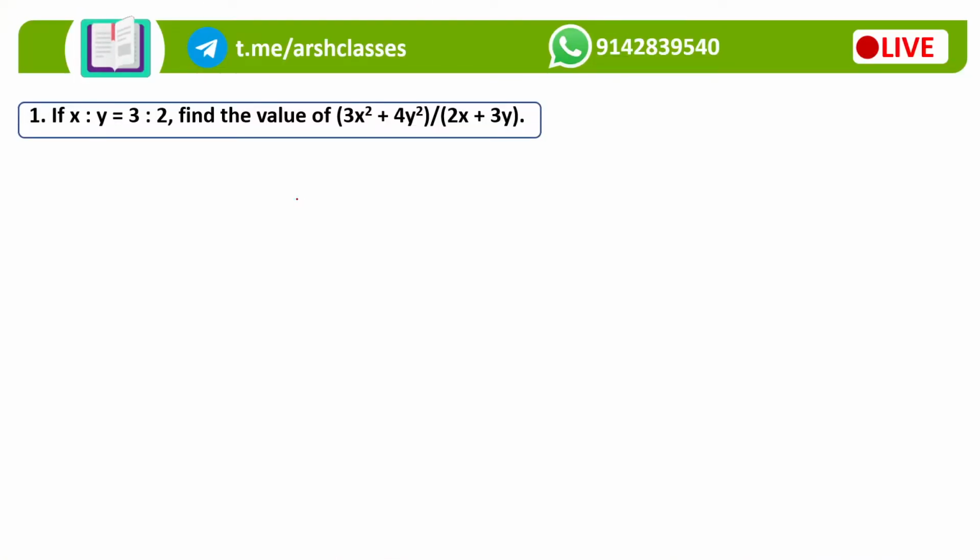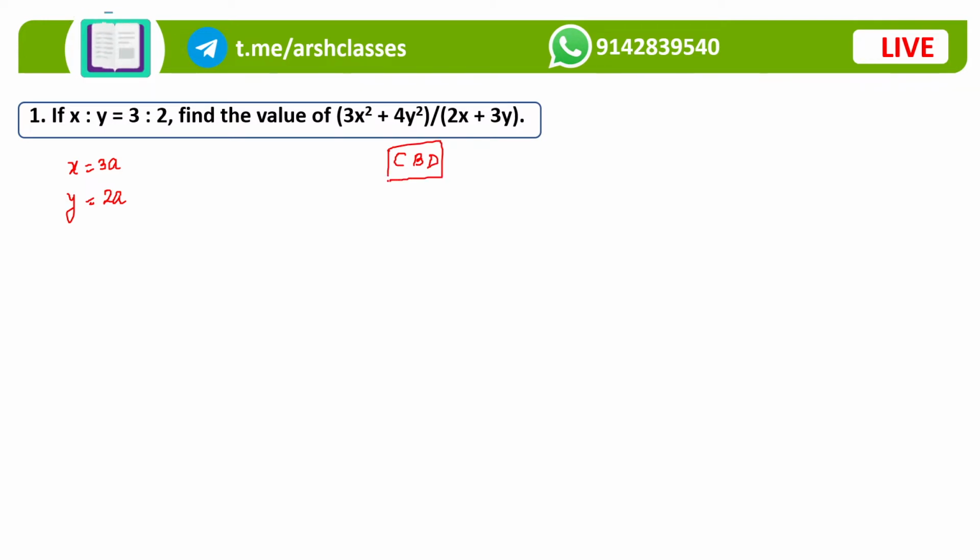So this was the first question: x is to y is given as 3 is to 2, and we need to find the value of (3x square plus 4y square) upon (2x plus 3y). As you can see, guys, x and y's values are not fixed. So I can write x as 3 times a, and y will be nothing but 2 times a. The variable here is a, and here is also a. In the numerator the variable power will be 2, but in the denominator the variable power will be only 1. So the numerator and denominator will not get exactly cancelled out, and you will get the answer in variable form. So the correct answer is cannot be determined, that is option B.